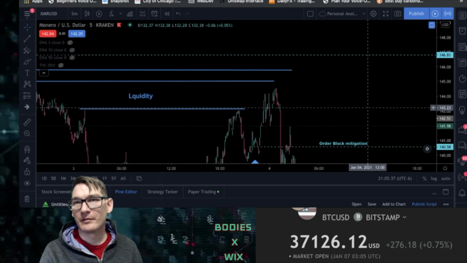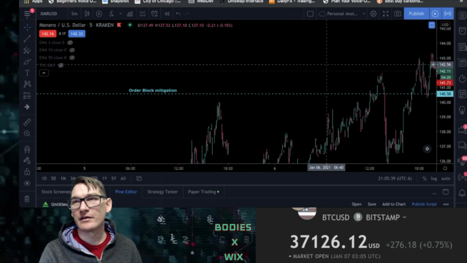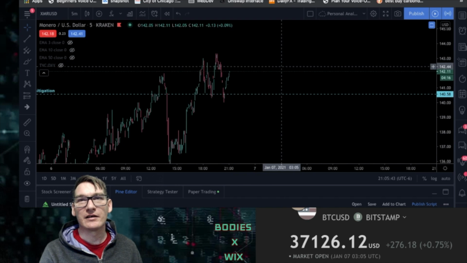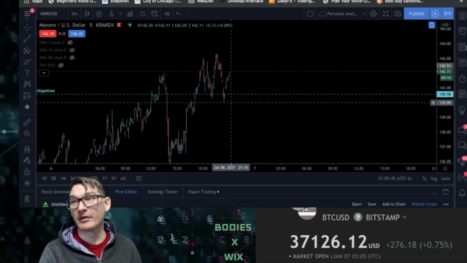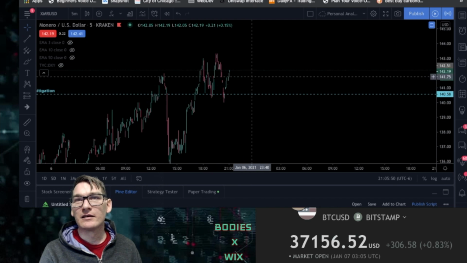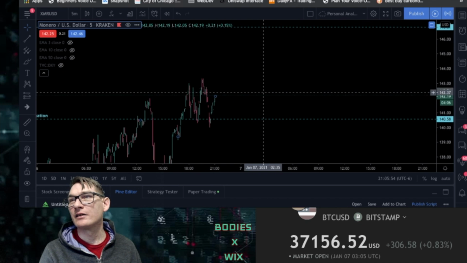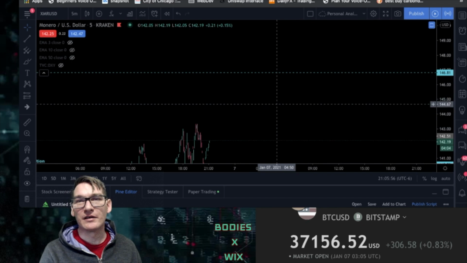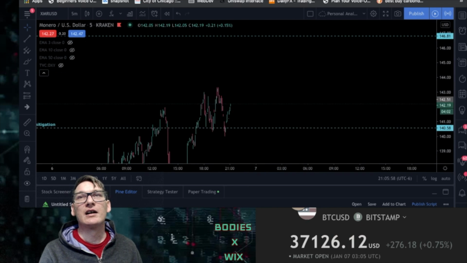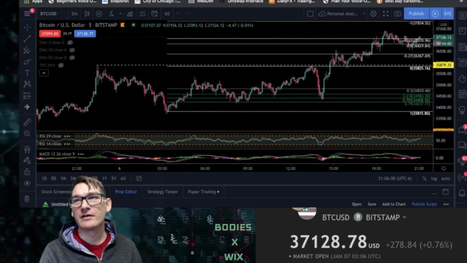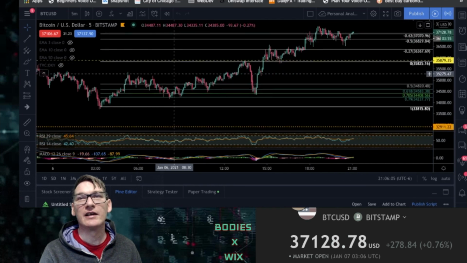But I don't have a good area as to where it would actually. I think this was probably the last area to buy, 139. So if you're going to get in now, it's probably going to go up to at least 146. The last one I'll take a look at is Bitcoin, just because I want to see what's going on with it today.